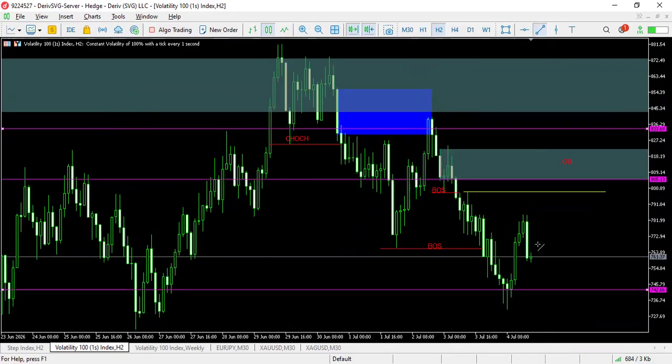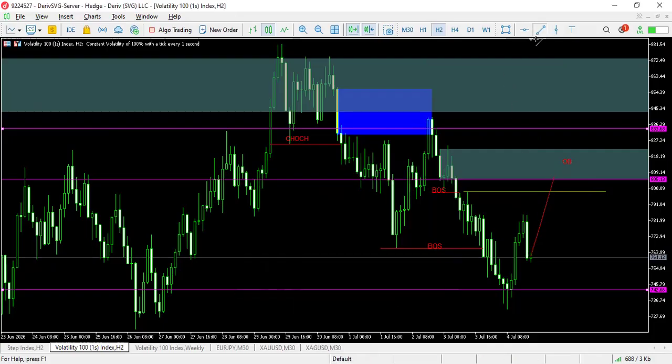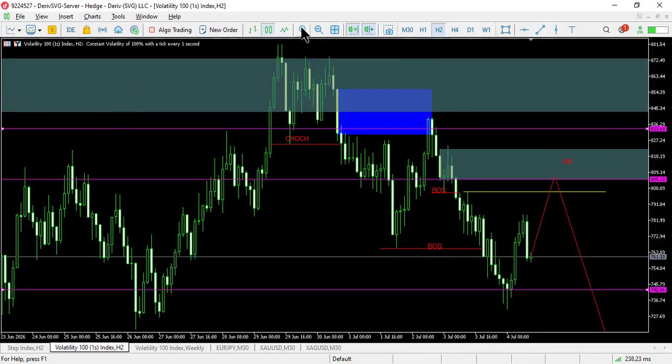So I'm anticipating the price to go and sweep that liquidity that is seated there and then take me in and then proceed pushing, since the bias is bearish. So that is what I'm anticipating. That is why I am setting a trap at that order block.